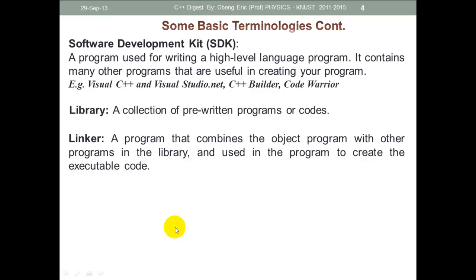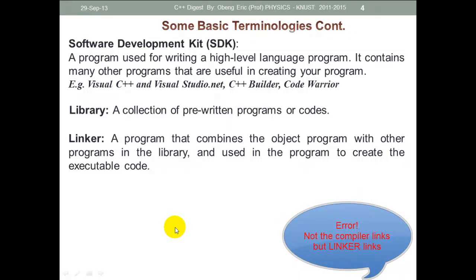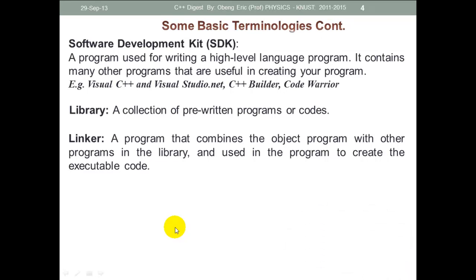And a linker is actually a program that combines the object program. And remember, object program is the output of the compiler, the conversion of a high level language program into a machine language equivalent. So the linker links this object program with other programs in the library, like I said. For example, the preprocessor's output and other pre-written library code that you will use. The linker's job is to put all this together and create what we call the executable code.